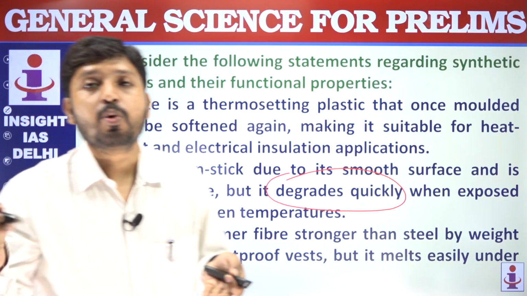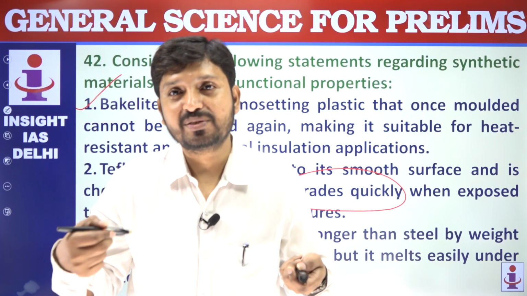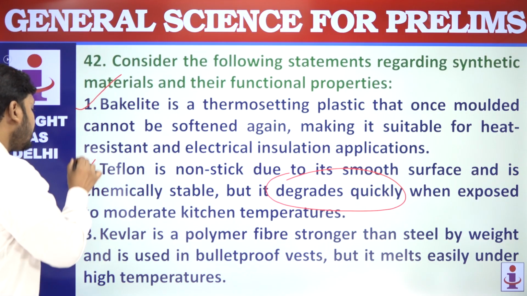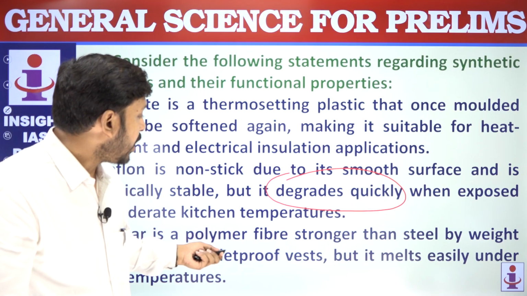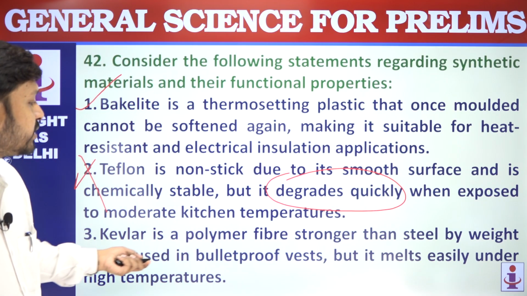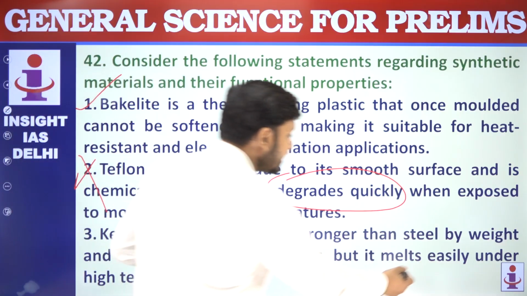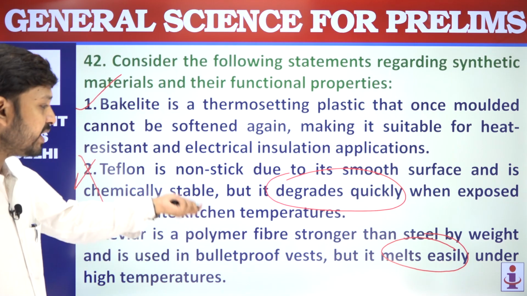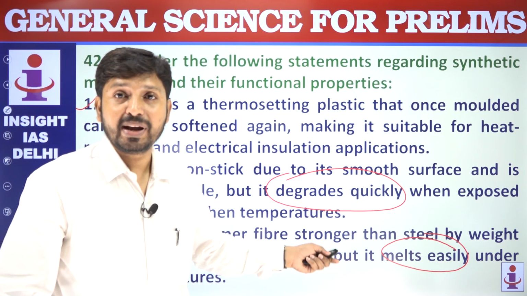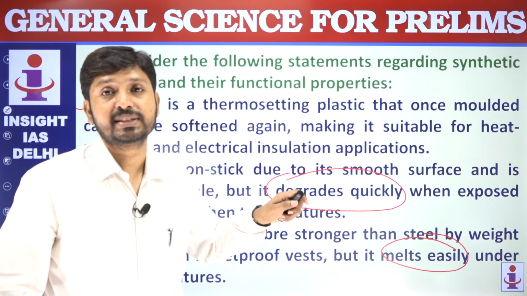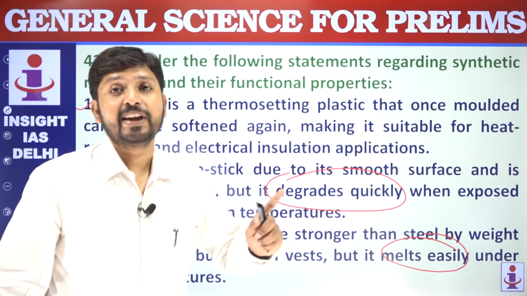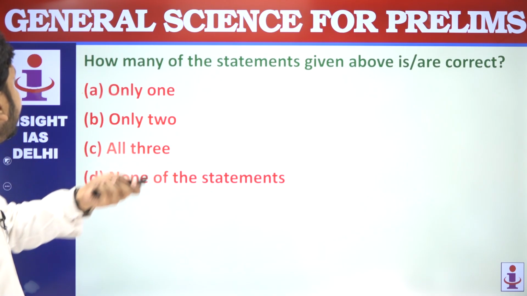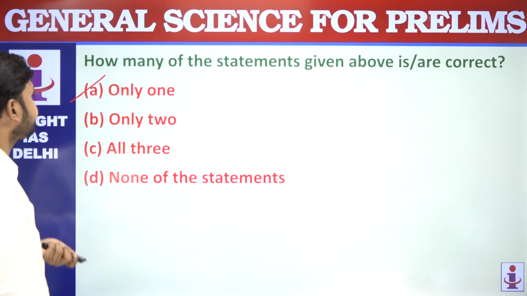See, generally Teflon coating is used in our non-stick ware. If it degrades at a small temperature itself, it means it will be consumed in our food, right? It is dangerous. So this statement is wrong. And Kevlar is a polymer fiber stronger than steel by weight and it is used in bulletproof vests, but it melts easily under high temperature. Once again, see, if it is melting easily, then why would you use it? It won't melt easily. It can resist even more than 400 degrees centigrade. That's why they use it in firefighter dresses also. So this one is wrong and only 1 statement is right and they are asking for the correct ones. So only 1 statement, that is A, will be the answer.